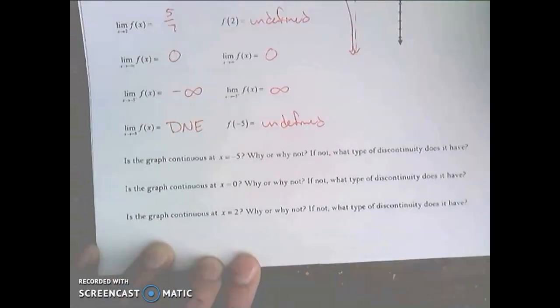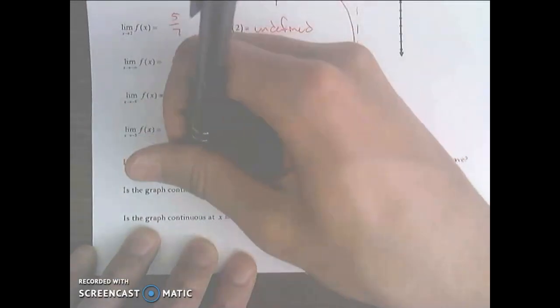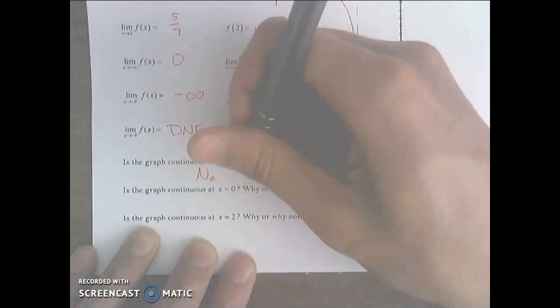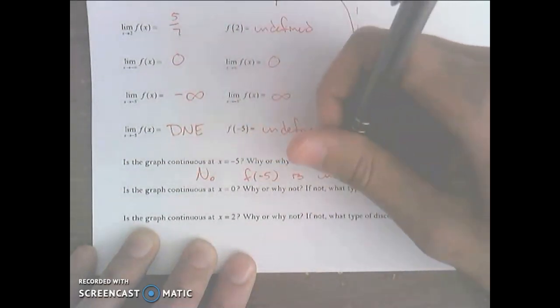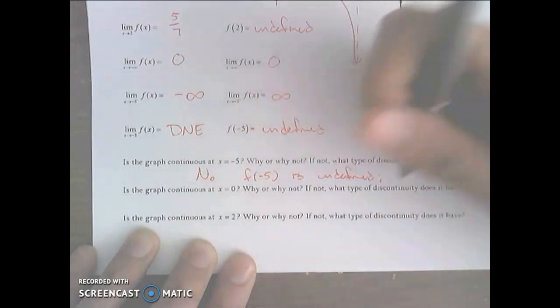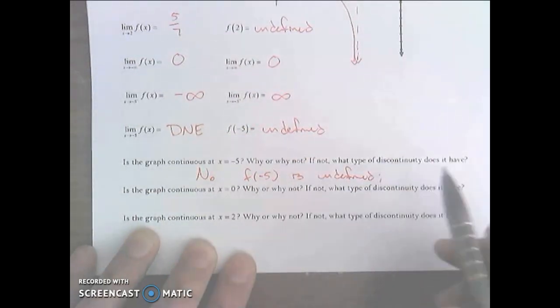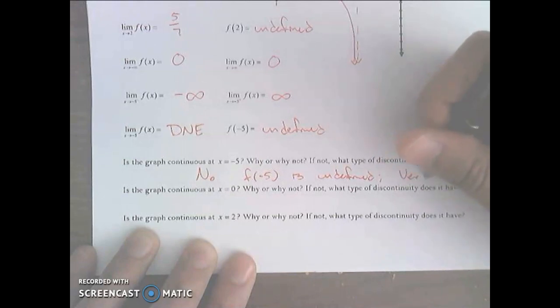So is the graph continuous at -5? No, it's not. We've got an asymptote. f of -5 is undefined. And then what type of discontinuity does it have? It's a vertical asymptote.